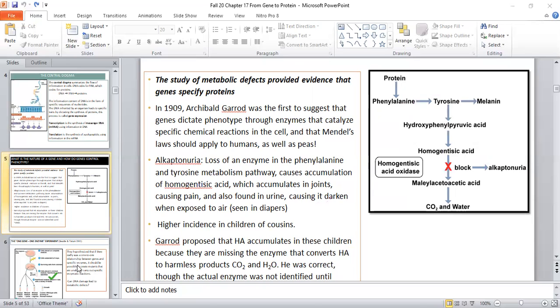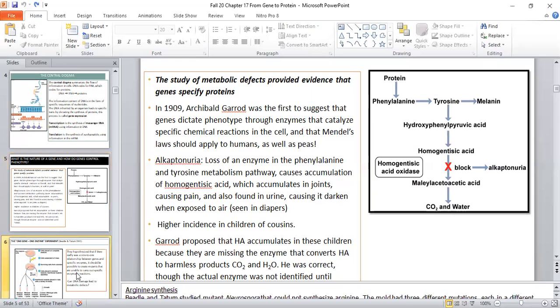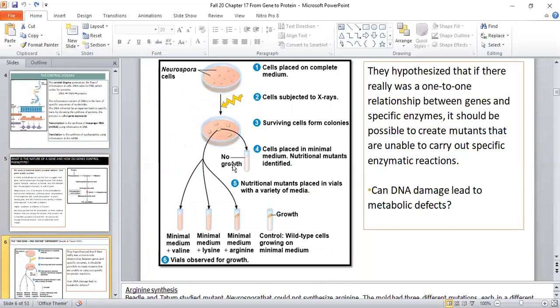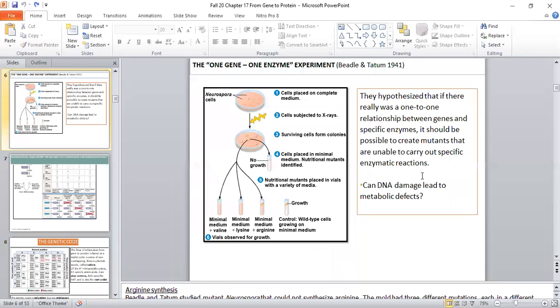Now the point is we should know the next topic. I'm removing all this and moving to the next slide. Now, if you go with this slide, they will be showing the one gene, one enzyme experiment.